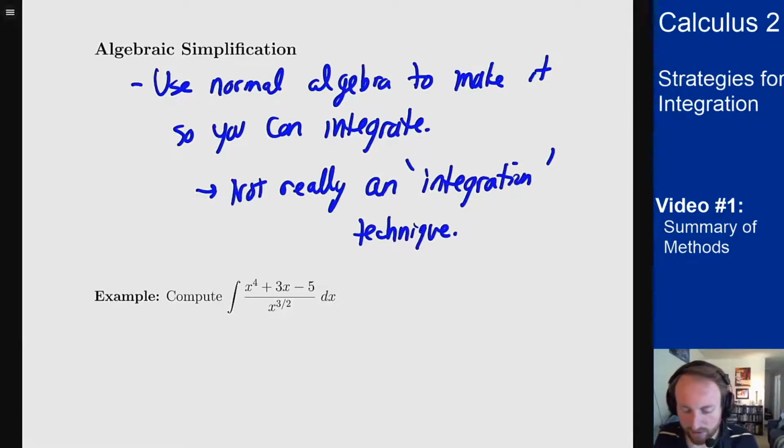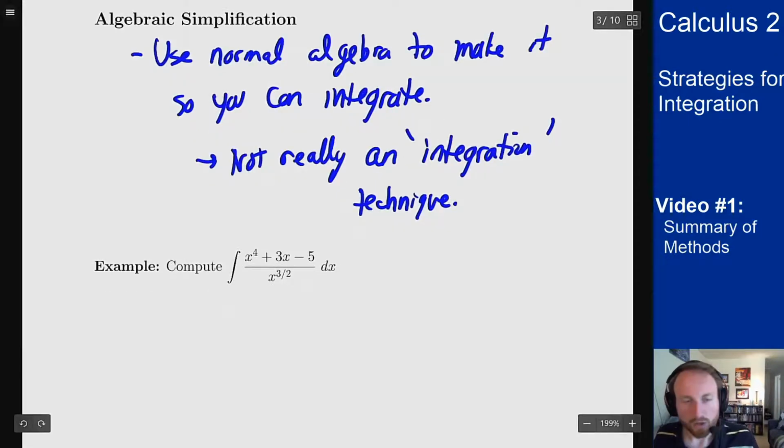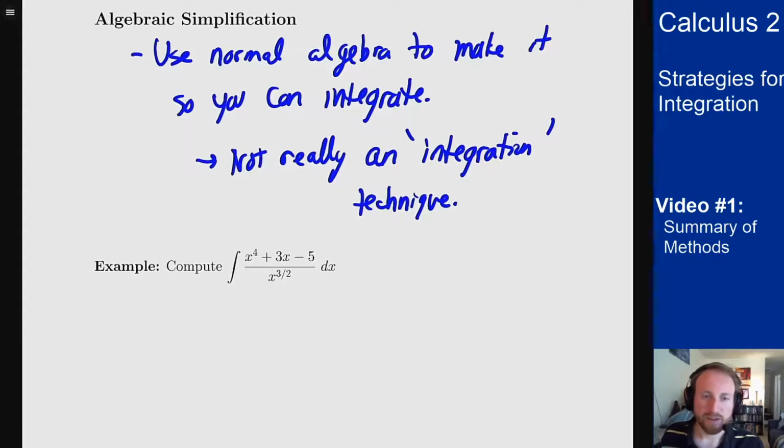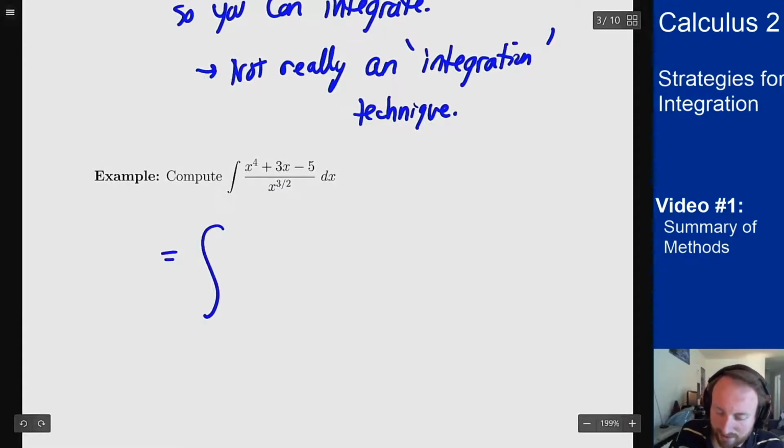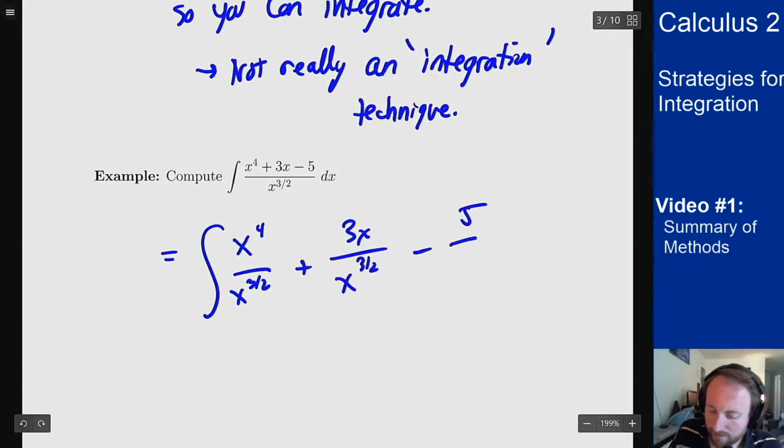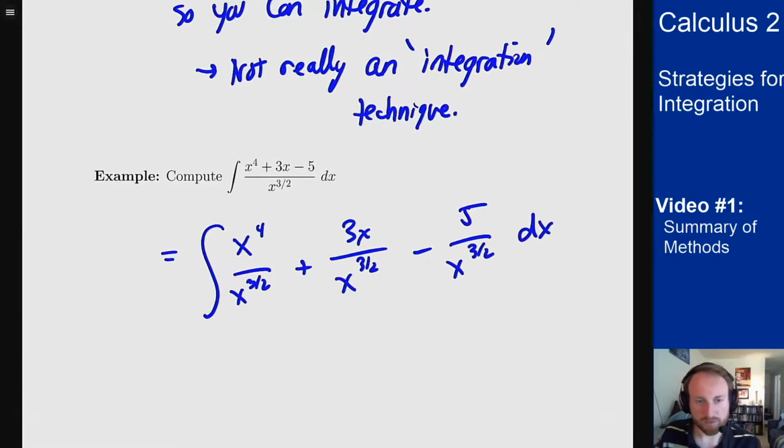I want to compute the integral of (x to the fourth plus 3x minus 5) over x to the 3/2 dx. What you want to do here is this: I can't integrate directly, but I can distribute that x to the 3/2 to every term because it's in the denominator of the entire fraction. And then if I put the power on every term, it becomes an expression that I can integrate directly. I can rewrite this as x to the fourth over x to the 3/2, plus 3x over x to the 3/2, minus 5 over x to the 3/2, dx, based on normal fraction manipulation.